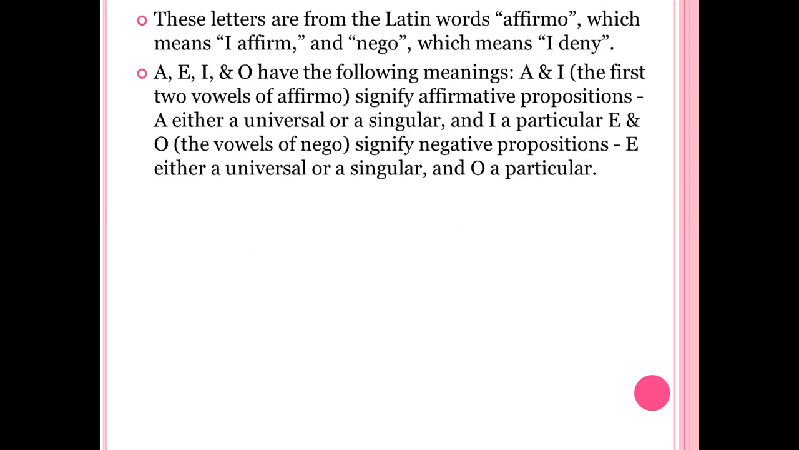So let's take a look at our examples. So all voters are citizens. So basically these are all A propositions. So A propositions again are universal and singular. Every voter is a citizen. A dog is an animal.